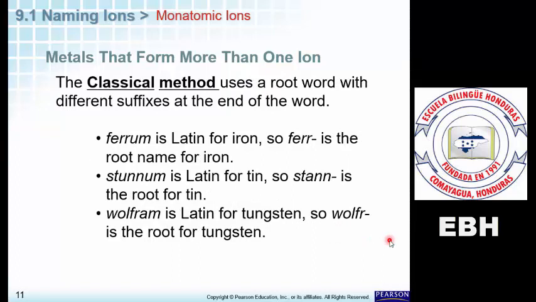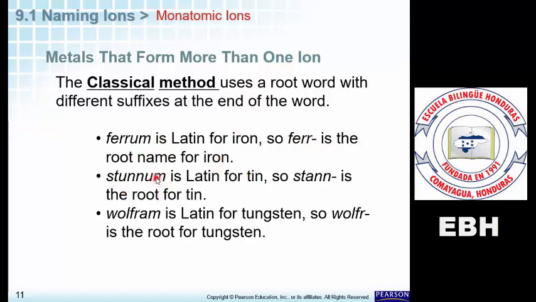The classic method is the other method, guys. How to name the ions. In this classical method, we use a root word with different suffixes at the end of the word. For example, this is iron. In Latin it is ferrum, so F-E-R-R is the root name for iron.